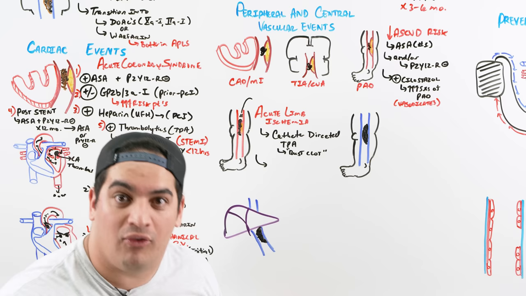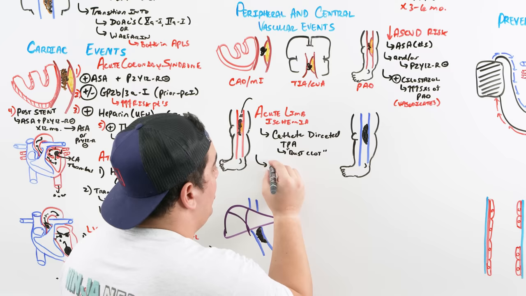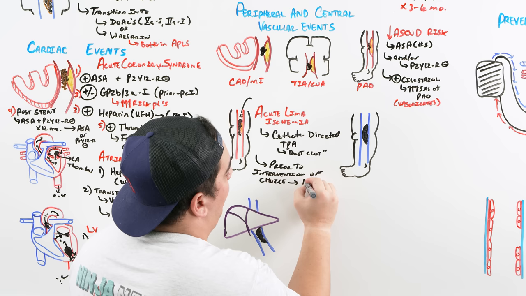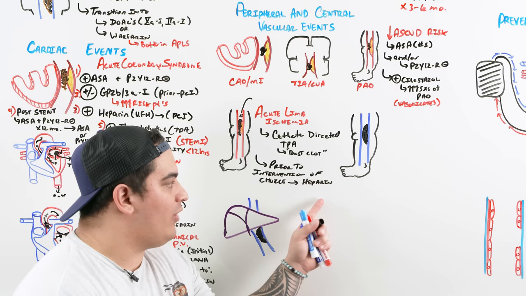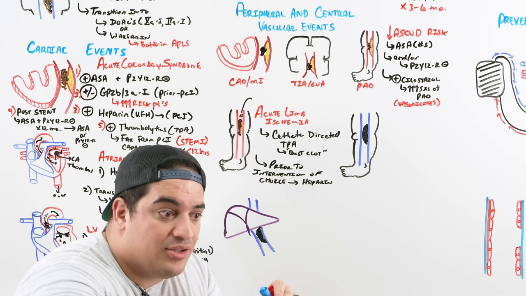If we don't know if they're going to get the catheter-directed TPA, or if they're going to go in surgically and remove it, we may prep them and get them ready prior to surgery or whatever it may be. So prior to the intervention of choice, you can start with heparin. Okay, and then that'll give you the time frame to prevent further clot formation and propagation until they go in there, cut the leg open, remove the clot, or send a catheter down there and release a little bit of TPA and break it up, or suck the clot out of the artery.